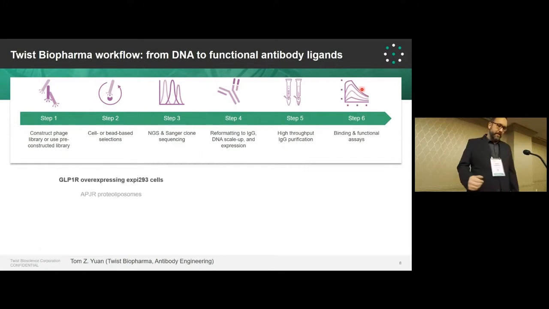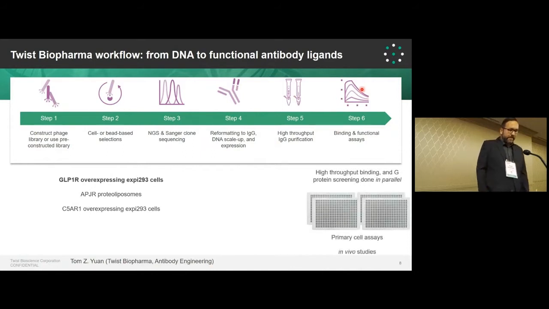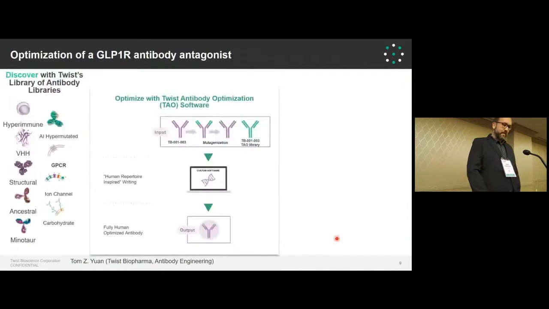So again, I want to tell you 3 stories: the GLP-1 story, the APJR story, and the C5A story. So GLP-1 is overexpressed in XP293s. We use purified APJR and proteoliposomes, and then just overexpressed C5AR1. And then for GLP-1, I did high throughput binding and screening in parallel, and then took this all the way to in vivo studies in mice.